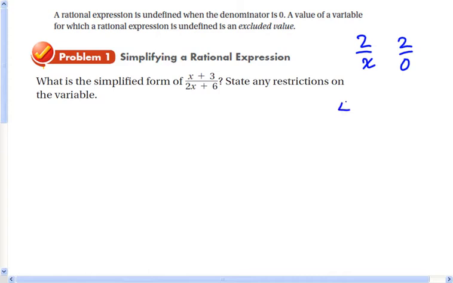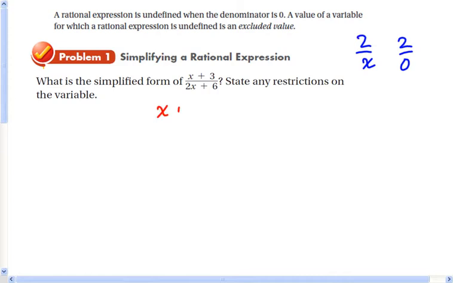Let's say we have 4/6. 4/6 is not simplified, and that's because there's a common factor of 2 in each of those numbers that can be canceled. So 2/3 is the simplified form of that. So what we're looking for is common factors. So basically we just want to factor everything and see if there's anything we can cancel.